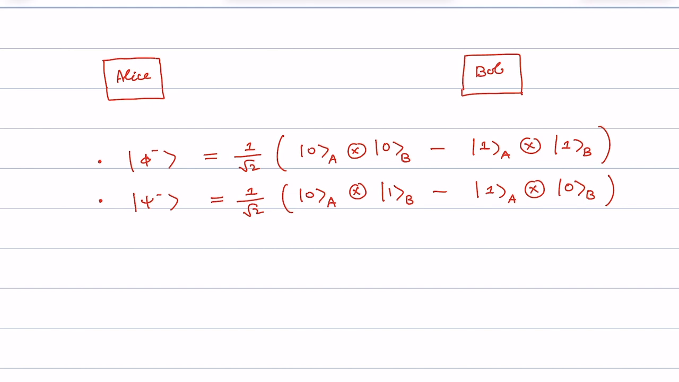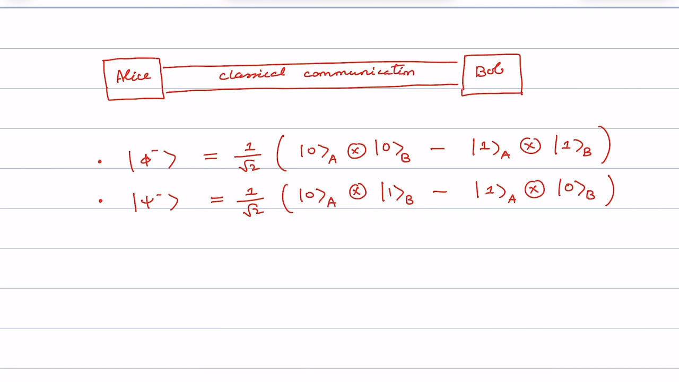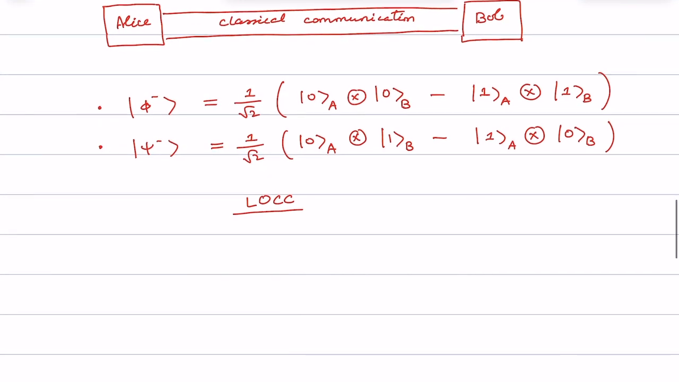Now Alice and Bob can choose one of the two shared states, but the information about which state it is exactly is lacking. Alice and Bob have been provided with a classical communication channel, and this may be the internet or a telephone. Now, by using LOCC, Alice and Bob can distinguish whether they are sharing the state phi minus or the state psi minus.